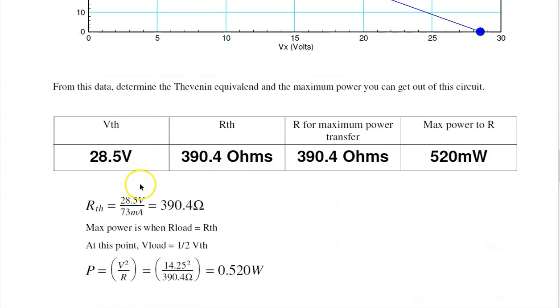Given these two, I can find max power transfer. Max power is when our load equals our Thevenin. At that point, the voltage across the load is half the source, 14.25 volts. The power then is V squared over R, 520 milliwatts.